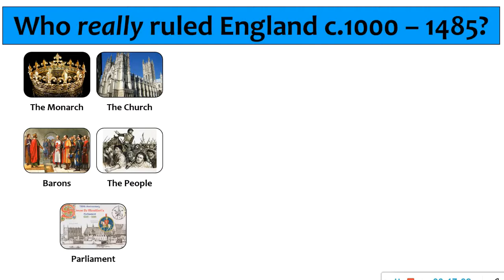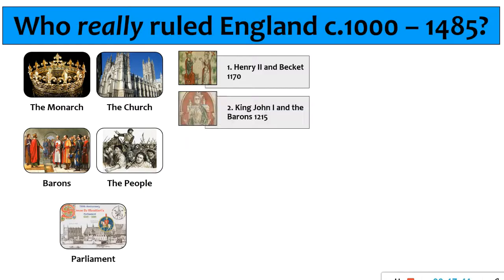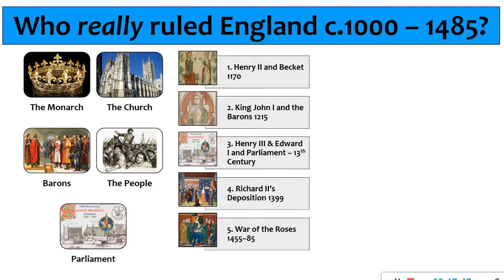But one of the things we've been doing recently is looking at our 5 case studies. And those case studies were Henry II and his relationship with Becket, King John I and his relationship with the barons, Henry III and Edward I and their relationships with Parliament and Simon de Montfort, in the case of Henry III, Richard II's deposition by a baron, Henry Bolingbroke, and finally, and arguably as a result of that deposition, the Wars of the Roses of the 15th century.